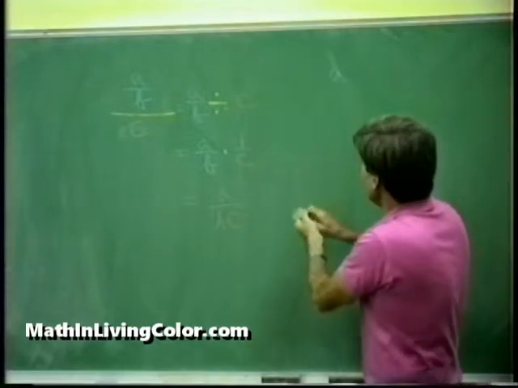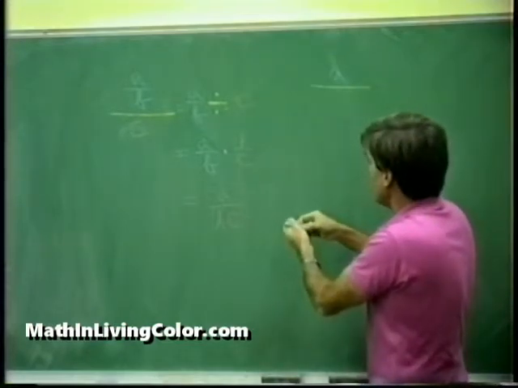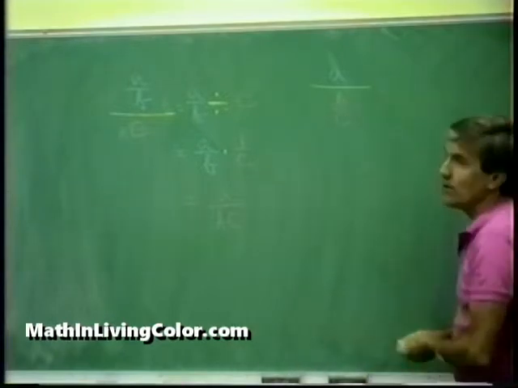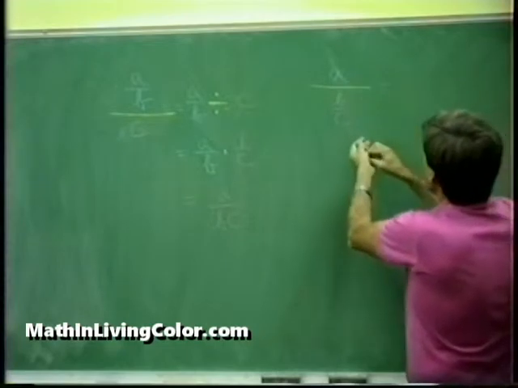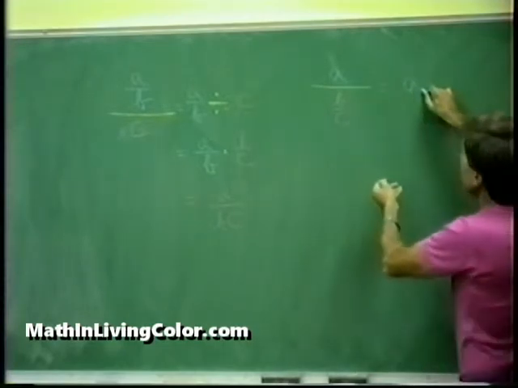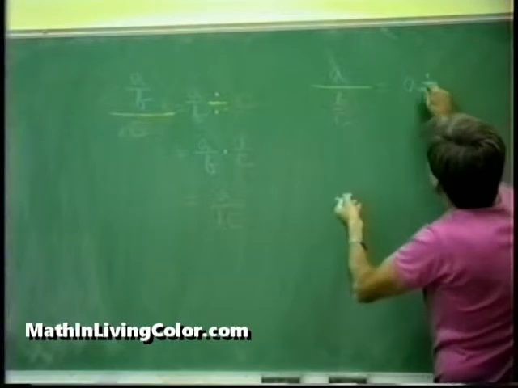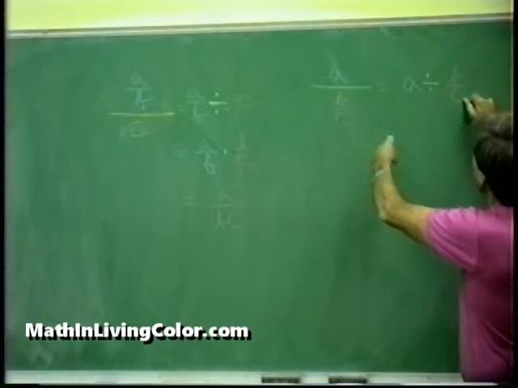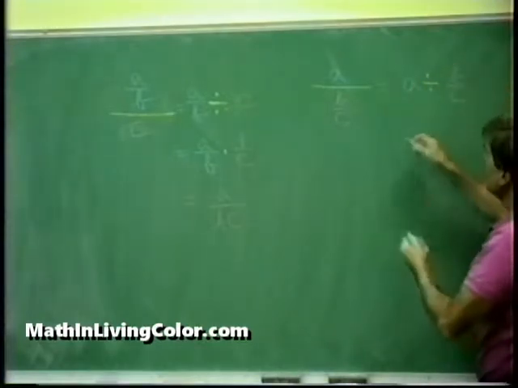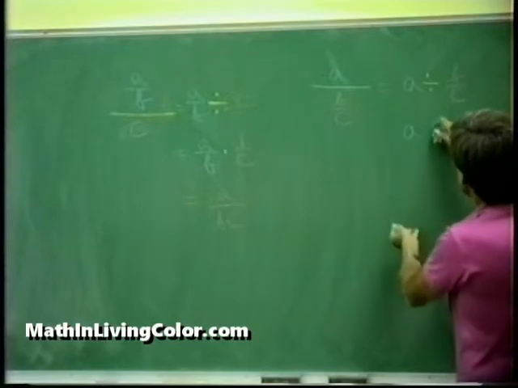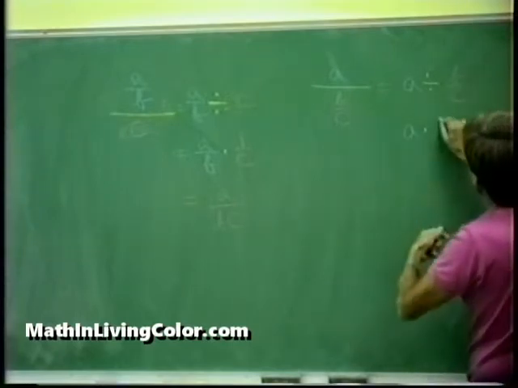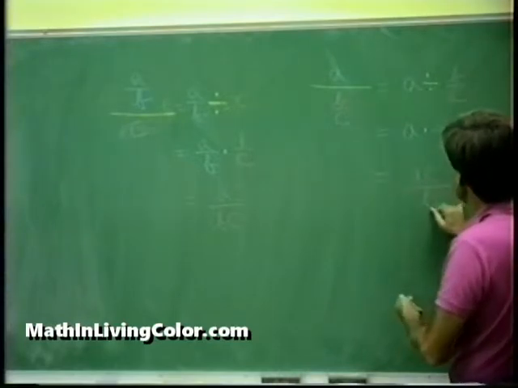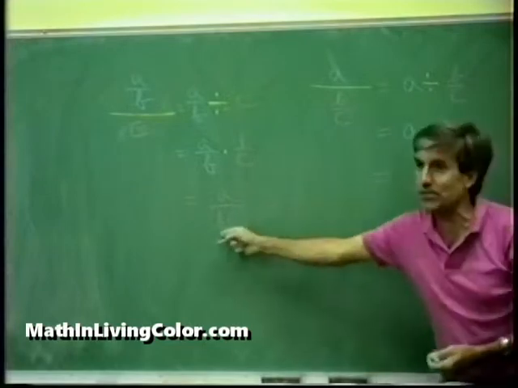What if you had it the other way around? What if you had A divided by B over C? Would that mean the same thing? It means I have the fraction A, which is divided by, remember the line means divided by, and then the fraction B over C. Now how do you do A divided by B over C? A times C over B, inverted, which gives you AC divided by B. That's not the same as that, is it?